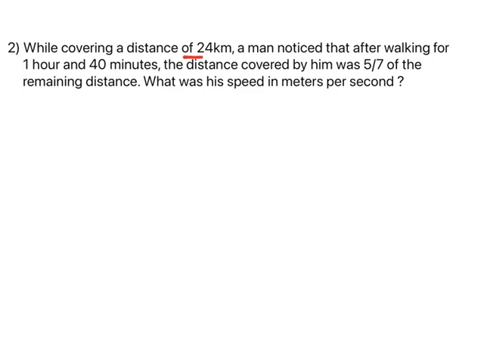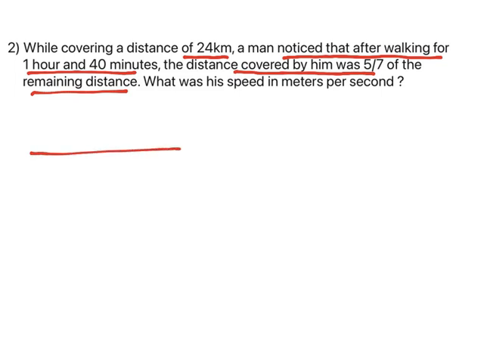Now, while covering a distance of 24 km, a man noticed that after walking for 1 hour and 40 minutes, the distance covered by him was 5/7 of the remaining distance. See, for any quant questions, you need to read very carefully. The total distance is 24 kilometers. Now, what has the man realized after traveling for 1 hour 40 minutes? Look at this, 1 hour 40 minutes, both in different units. One is in hours and the other is in minutes. We need to convert them into hours.